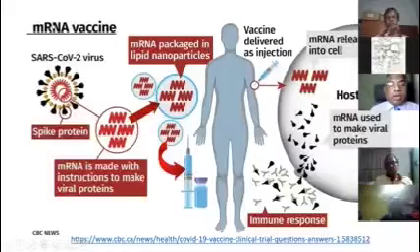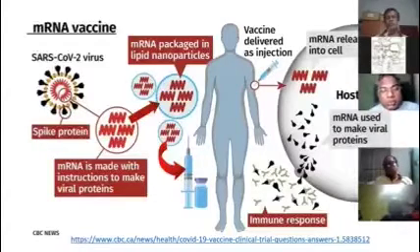So, mRNA vaccine, SARS-CoV-2 virus. We have spike proteins. mRNA is made with instructions to make viral proteins. In the nanoscale, these viral particles are nanoparticles. A nanoparticle is a particle with at least one dimension in the nano range. The nano range is 1 nanometer to 100 nanometers.